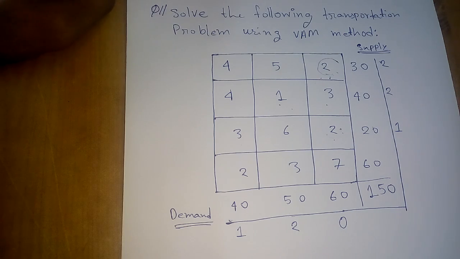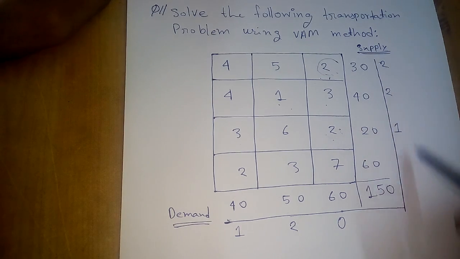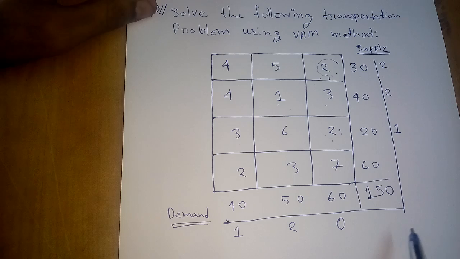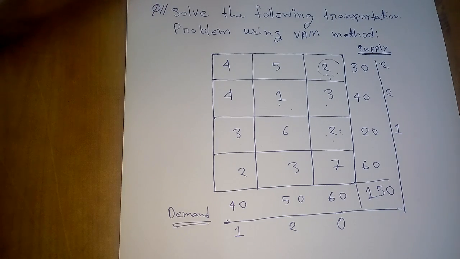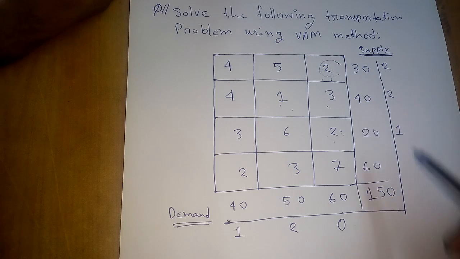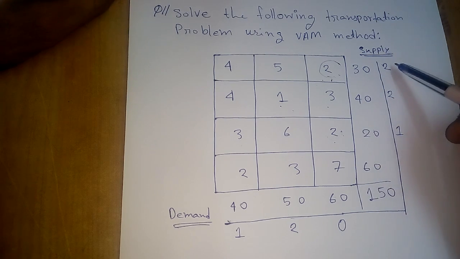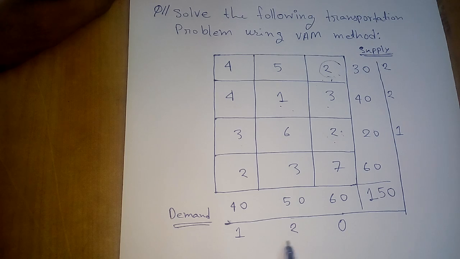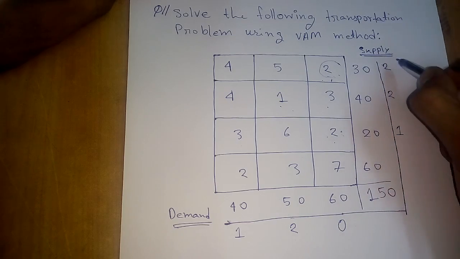So now we got the differences here. This is called penalty. We get the penalty values here and here, row wise and column wise. So now we have to find what is the maximum value in the penalty. We can see that there are two similar values in the penalty and also there is one similar value, that is 2 here. We will take the first row value, that is 2.